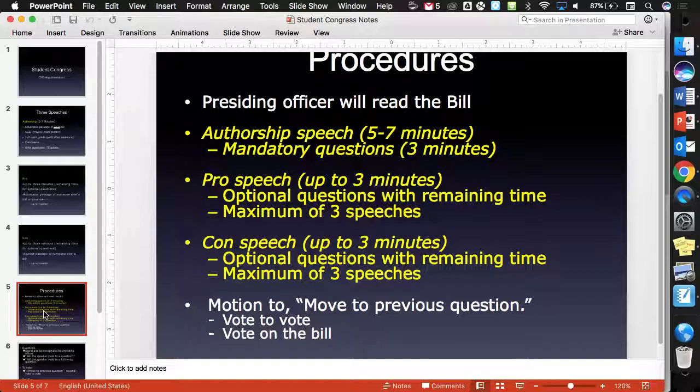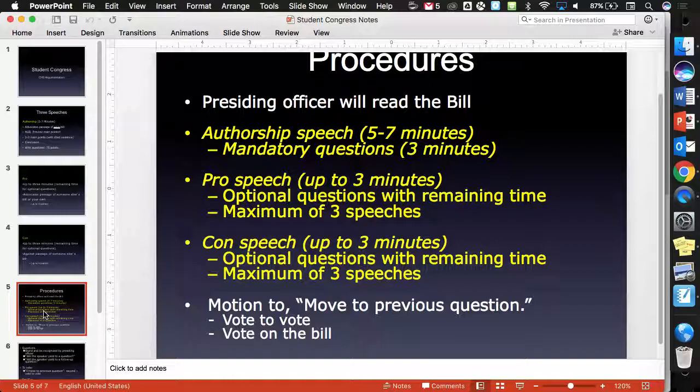Generally, the way it goes, if this were to happen during a class period, the presiding officer reads the bill to us, then we hear the authorship speech, and then we listen to questions, roughly about 3 minutes. We have up to three pro speeches at 3 minutes a pop, then we have up to three con speeches, 3 minutes a pop, then we move on. If we have the authorship speech, Medina gives her speech, then we get two pro speeches. No one else has a pro speech, we'll move on to con speeches.